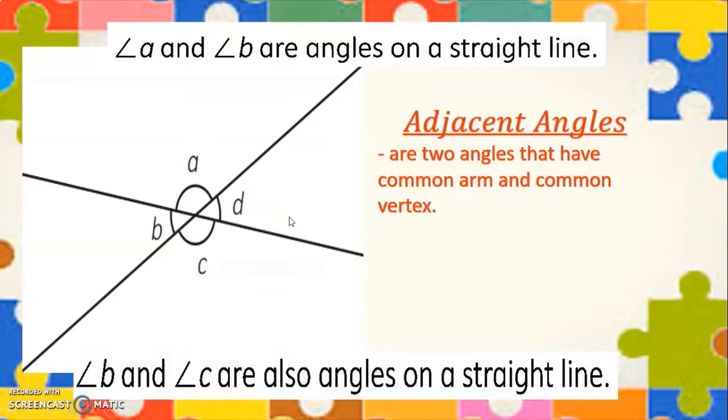Adjacent angles are two angles that have a common arm and a common vertex. So, do we have adjacent angles here? Yes, the angles A and B are adjacent angles because they share a common vertex and a common arm or a common line. Same with angle B and C, adjacent angles. Angle C and D are adjacent angles. A and D also adjacent angles. So, adjacent angles add up to 180 degrees.